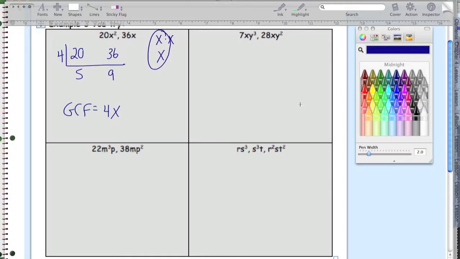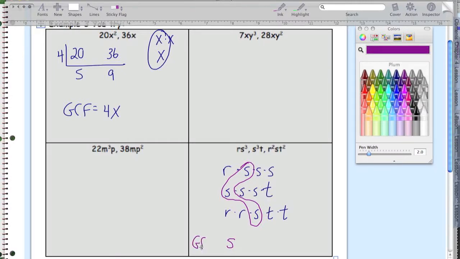I'm going to skip this one and go down to r, just so we can practice more of the monomials. r s cubed is r times s times s times s. s cubed t is s times s times s times t. And r squared s t squared is r times r times s times t times t. Now what do they all have in common? Well, they do not all have an r, but they do all have an s. So I can write that down. They do not have any extra s's, and they don't all have t's. So my GCF is just s.